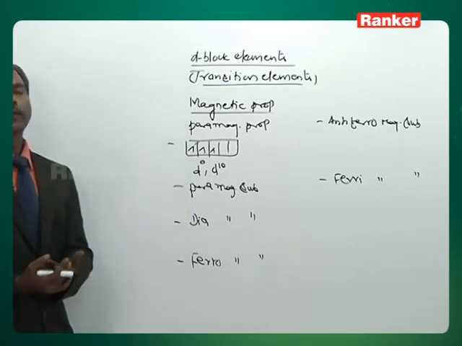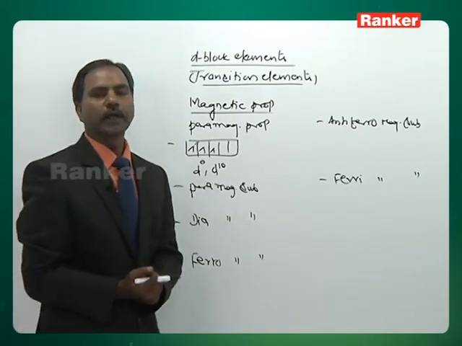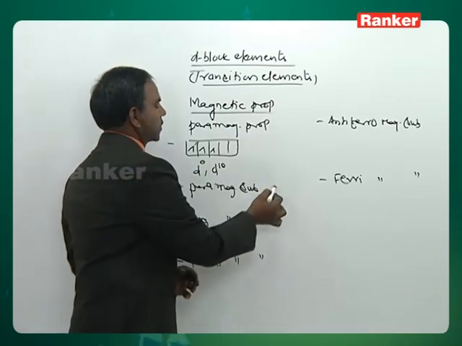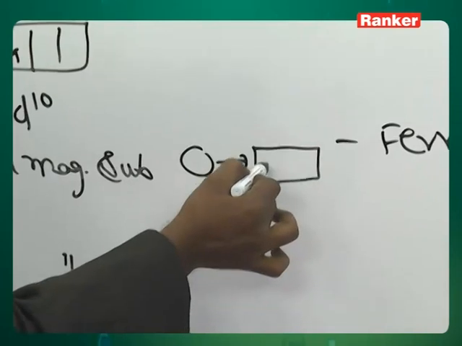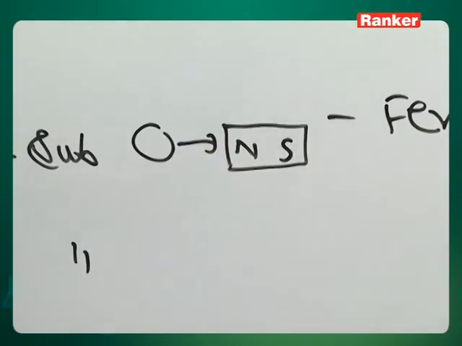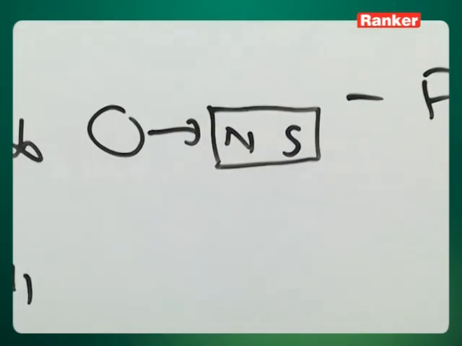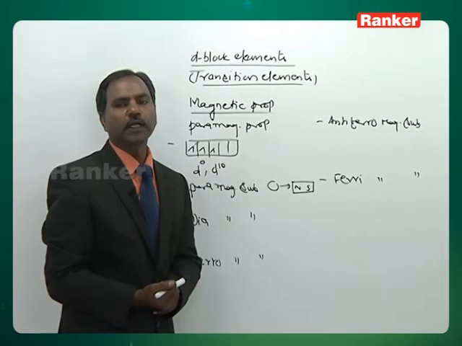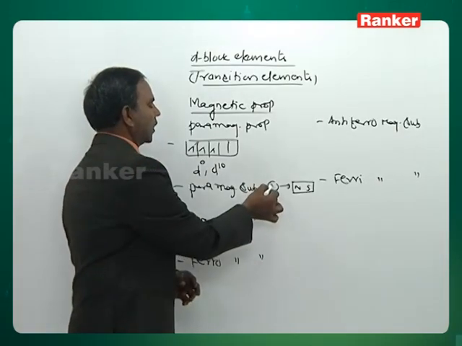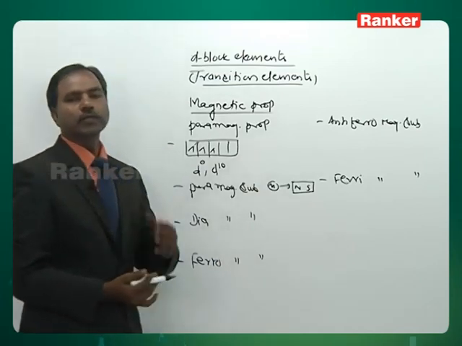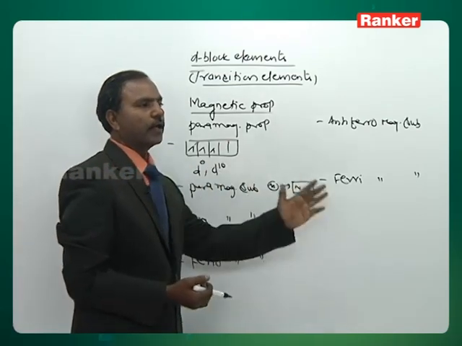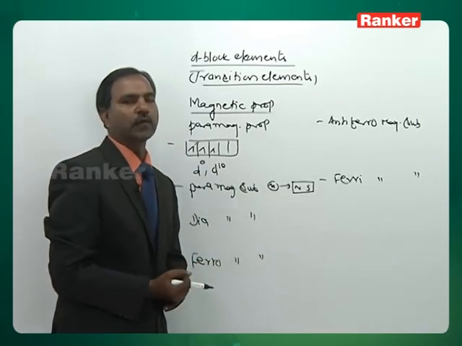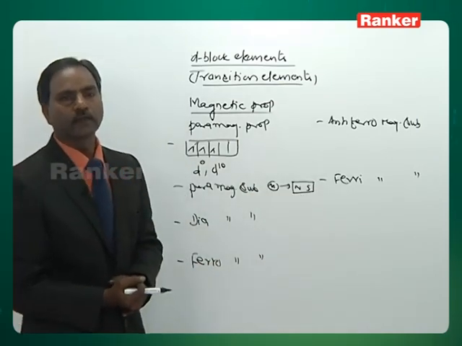You know well this particular paramagnetic substance. The substance which is attracted by the magnet, we call it paramagnetic substance. A paramagnetic substance generally carries unpaired electrons. Whichever substance carries unpaired electrons is attracted by the magnet, and such a substance we call a paramagnetic substance.